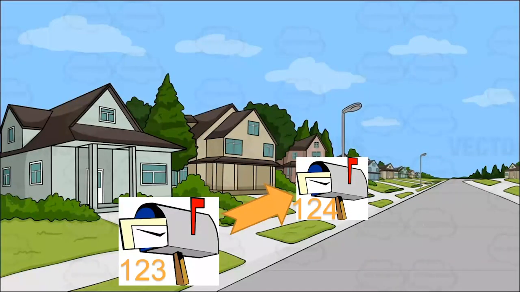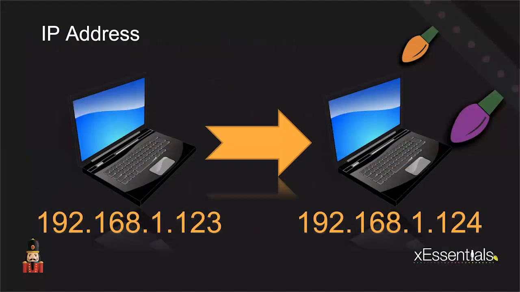So taking this to the next step, if I want to send a letter to my neighbor at 124, that's really simple. I don't even need to know my street name. I don't need to know the city, the state, the zip code, any of that. I can walk next door and put it in his mailbox because he's right there on my street. So how do we figure out what's on our street in our IP network?